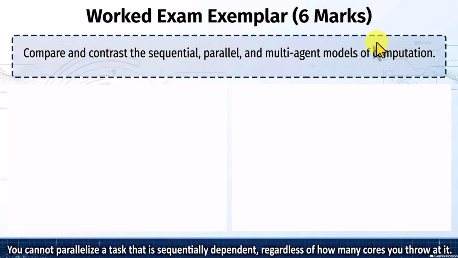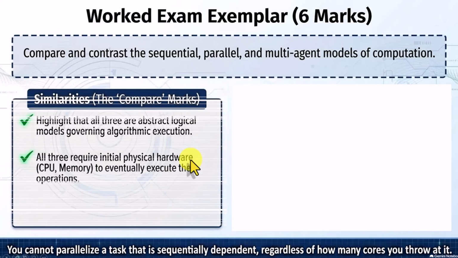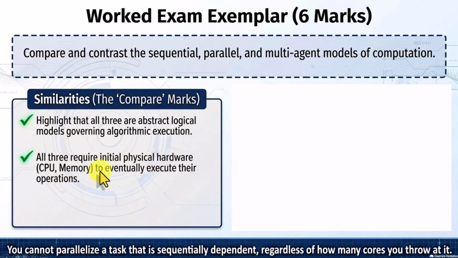Good. Let's see the answers, okay? So first of all, similarities, the compare marks, okay? So highlight that all three are abstract logical models governing algorithmic execution. So they are all abstract logical models, okay? All three require physical hardware, CPU, memory, to eventually execute their operation. So they cannot work without CPU and memory, okay?